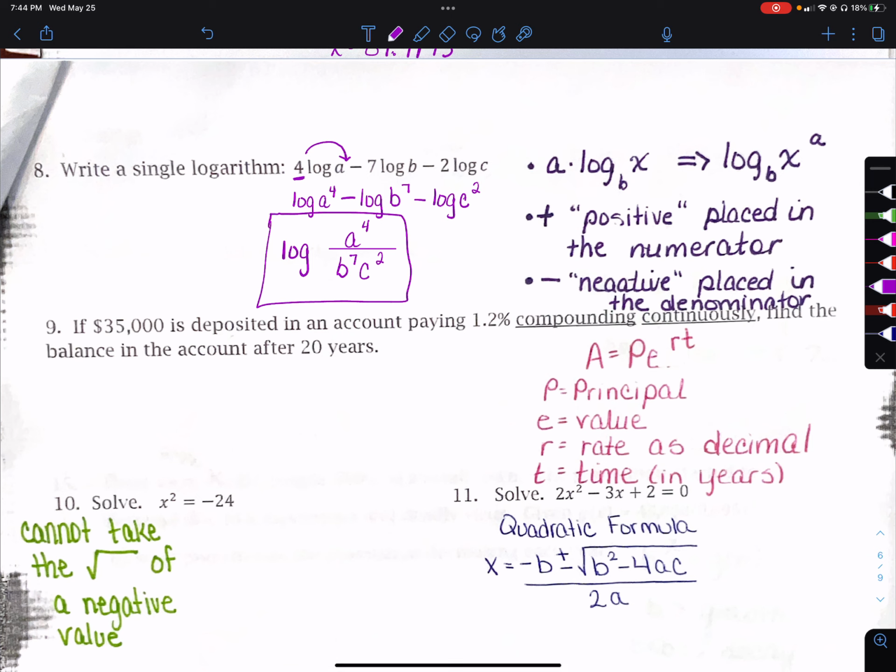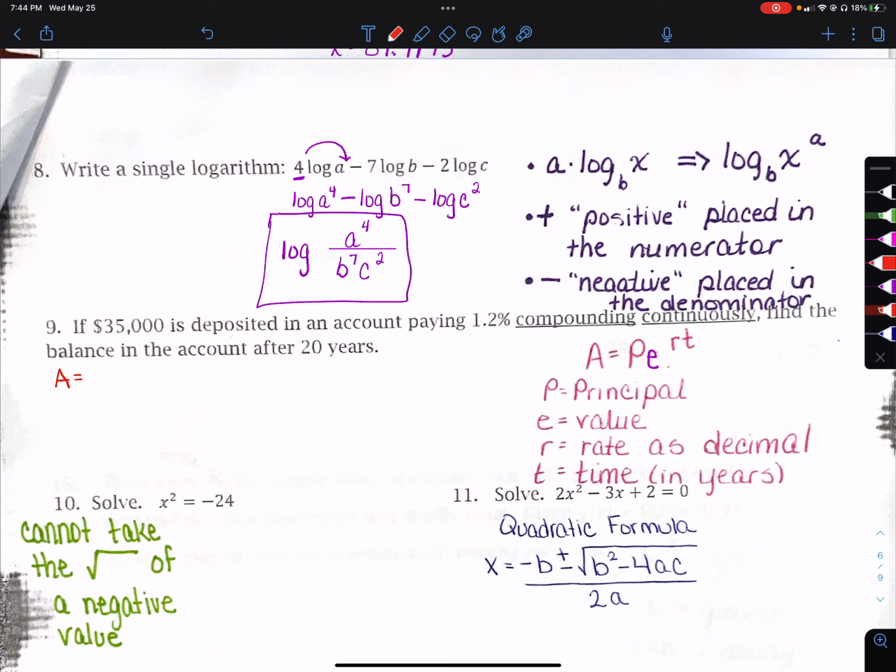Okay. All right, for this next one, if $35,000 is deposited into an account paying 1.2% compounded continuously, find the balance in the account after 20 years. So we are going to use A equals Pe^(rt). E is because it is continuously. So whenever we say something that is continuously, we need that Pert. Okay. A is the future amount that we want to have, and we don't know that yet. So we're just going to have A equals.